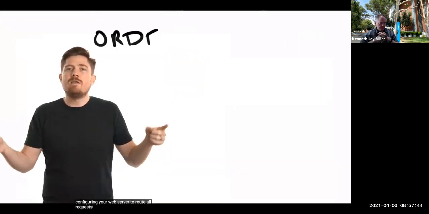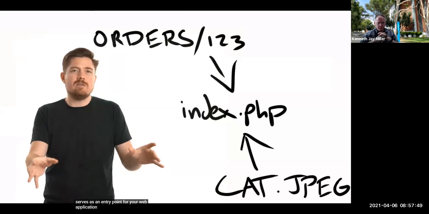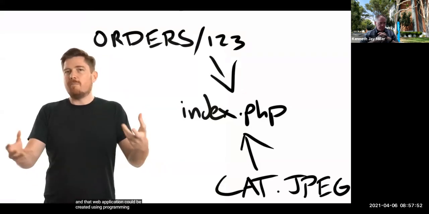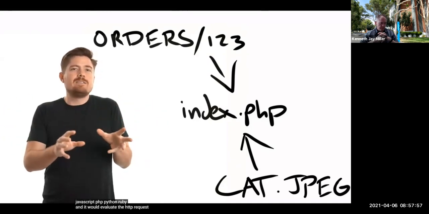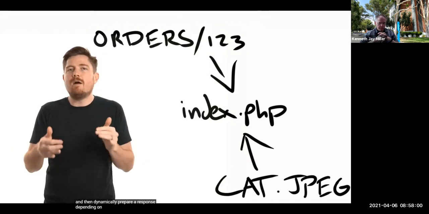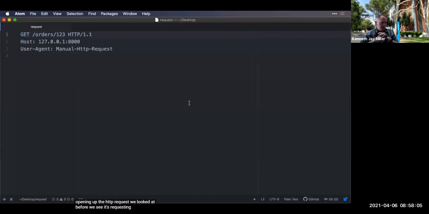In practice, this usually means configuring your web server to route all requests to a single file or executable, which serves as an entry point for your web application. And that web application could be created using programming languages like JavaScript, PHP, Python, Ruby, and it would evaluate the HTTP request and then dynamically prepare a response depending on the requested resource. Opening up the HTTP request we looked at before, we see it's requesting the resource for order ID 123. And if you sent that to a web application, it would search the database for order 123 and return the status. Now, I happen to have a very simple example of a dynamic website that does exactly that.